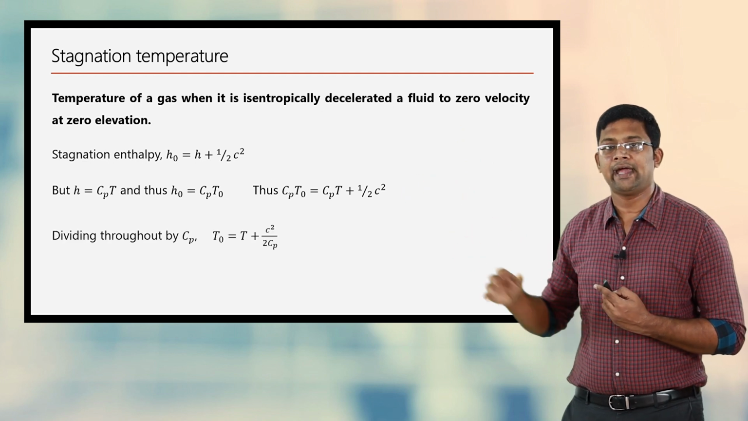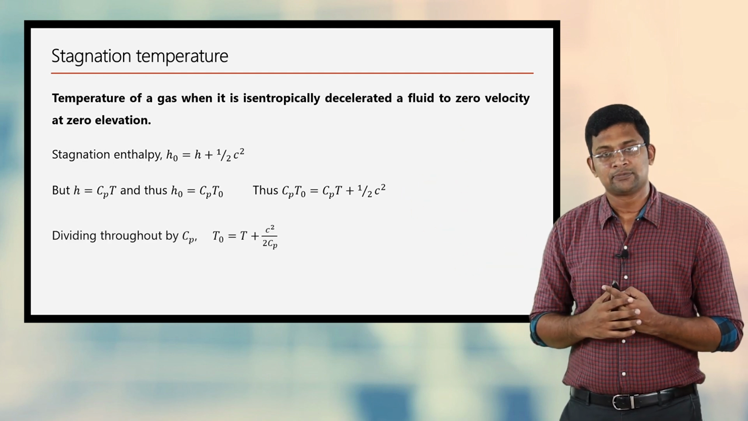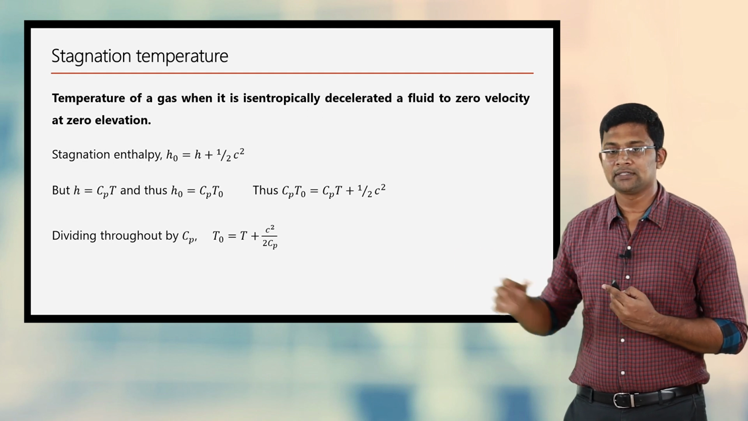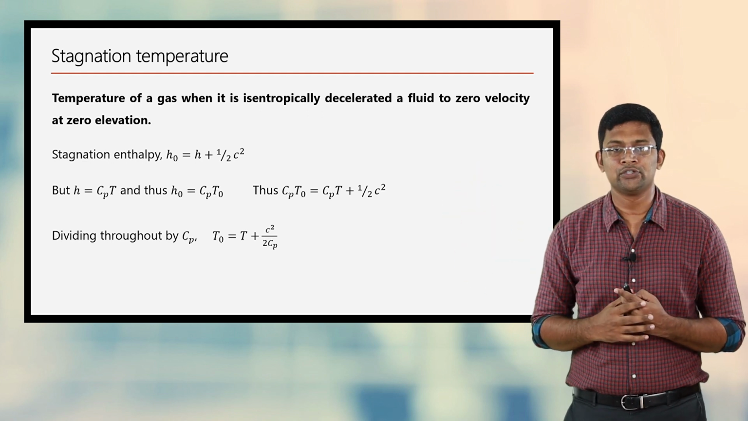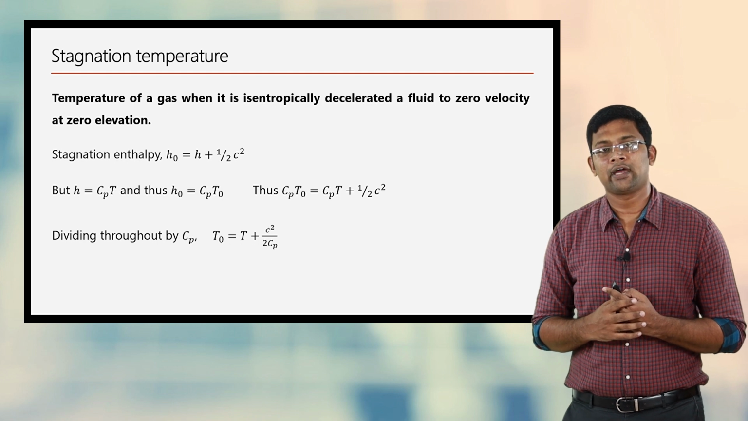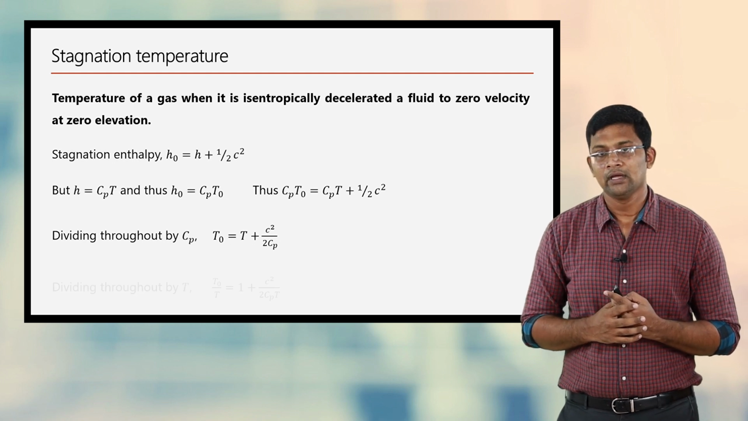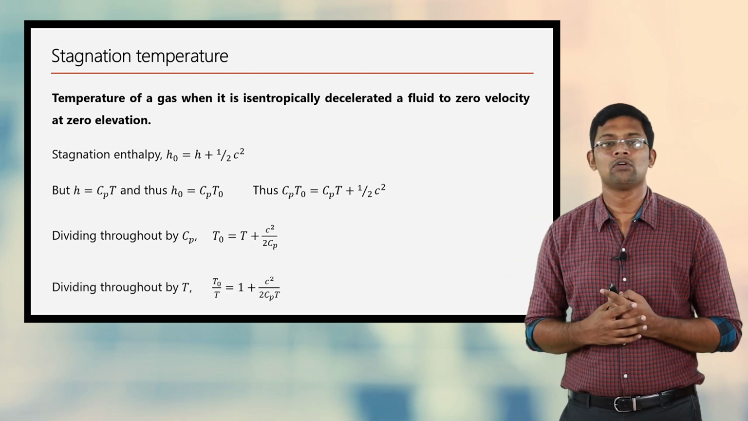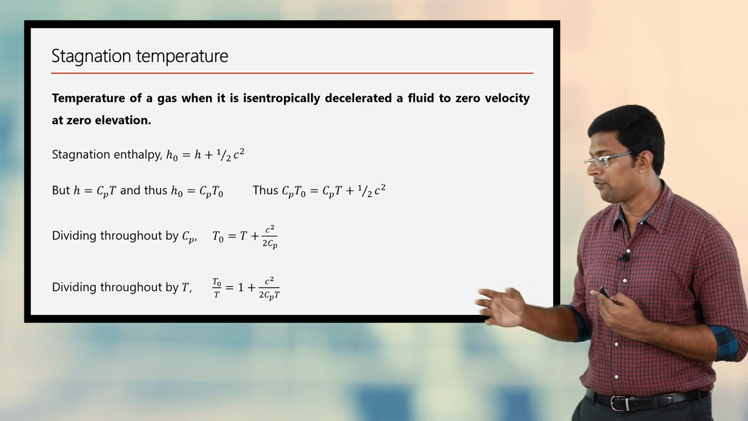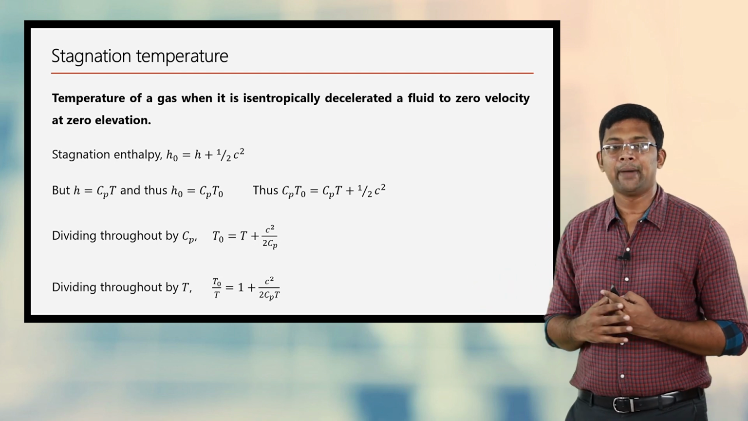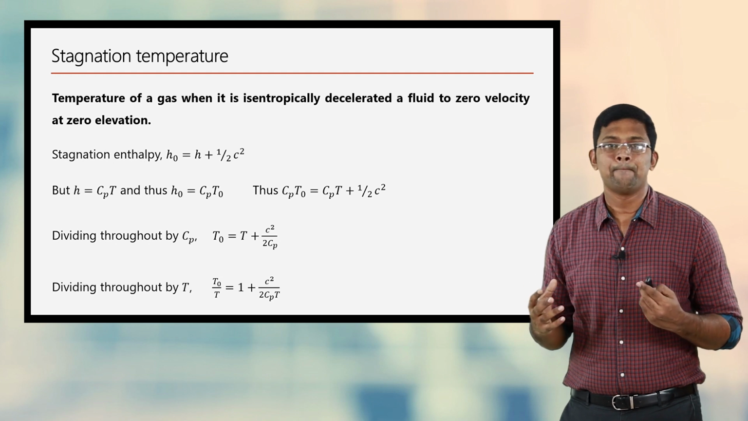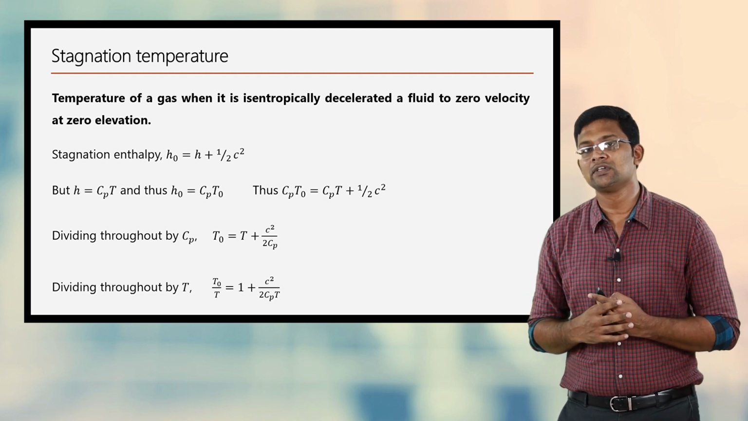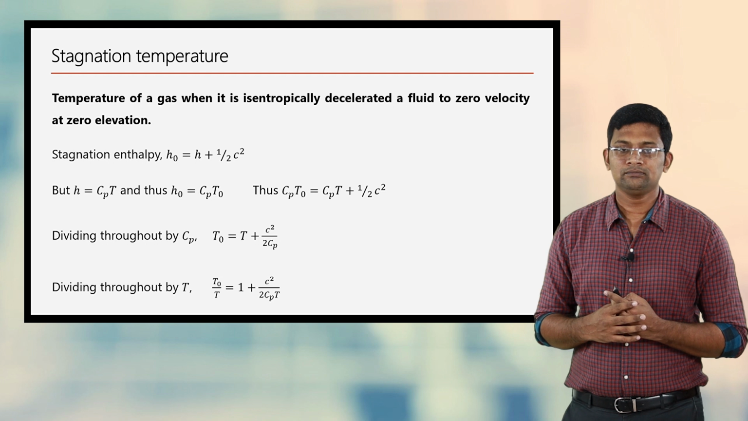Now we are dividing the entire expression with the specific heat at constant pressure, Cp. So this is the expression: T0 is equal to T plus C square divided by 2 Cp. The next step, we are dividing throughout with T, the temperature. So we will be obtaining T0 by T is equal to 1 plus C square by 2 Cp T.